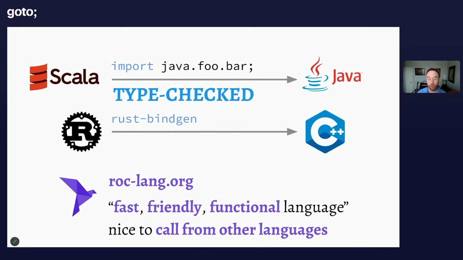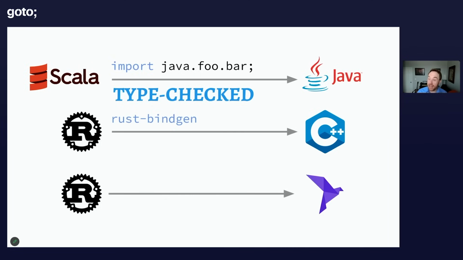But one of the things that's important to us is that Roc is nice to call from other languages. This is a first-class use case. We want it to be really easy to embed Roc in other languages for all the reasons I mentioned at the start of the talk. So as an example, let's say I've got a Rust code base and I want to call a Roc function from within that Rust code base.